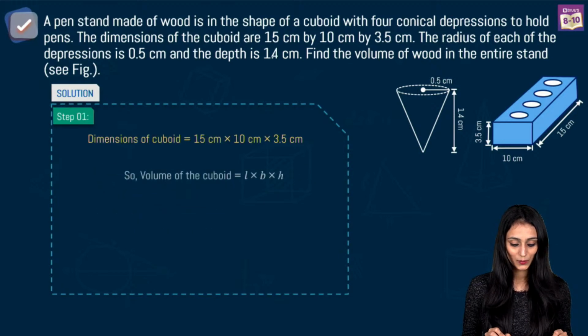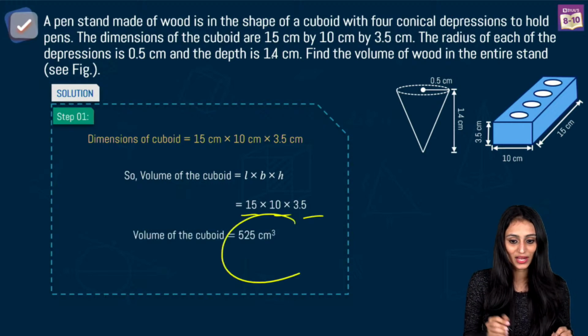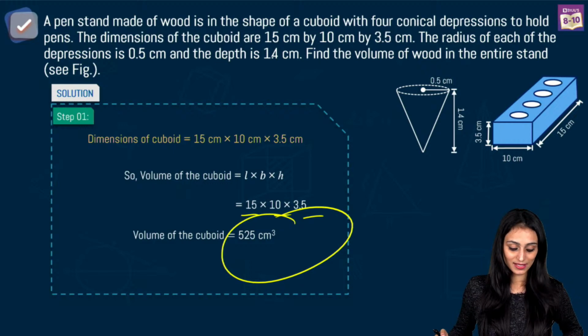So simply we will find out the volume of cuboid. 15 times 10 times 3.5 centimeter. That's 525 centimeter cube. Yes, so this is clear.